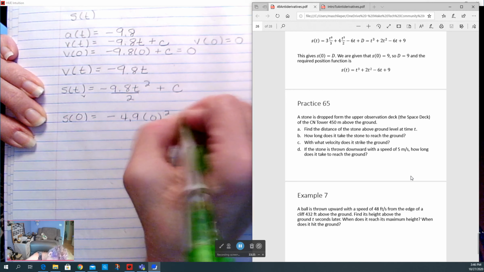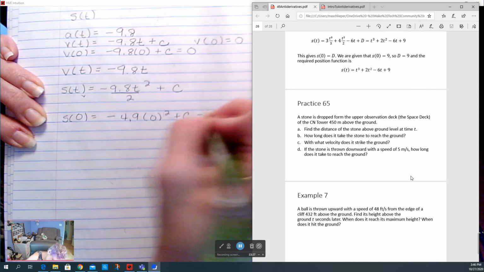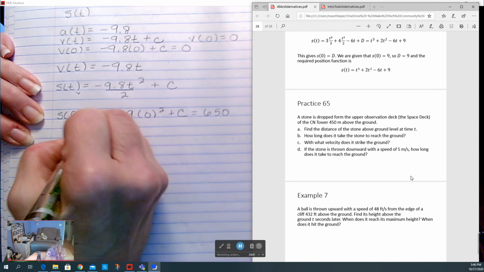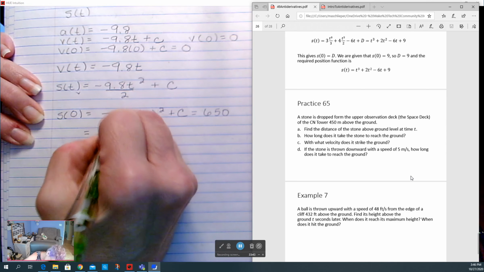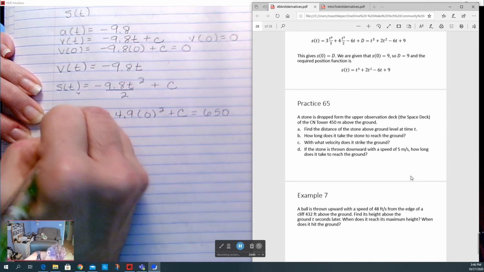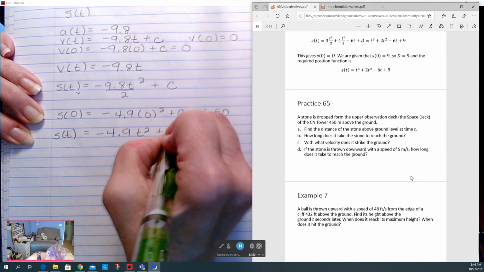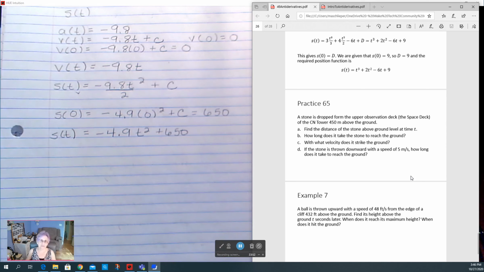Times 0 squared plus a constant is equal to 650. So minus 4.9t squared plus 650 is my position function. Now we can answer all the other questions.